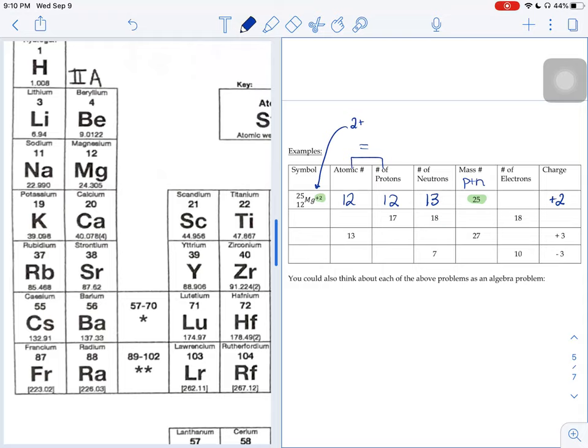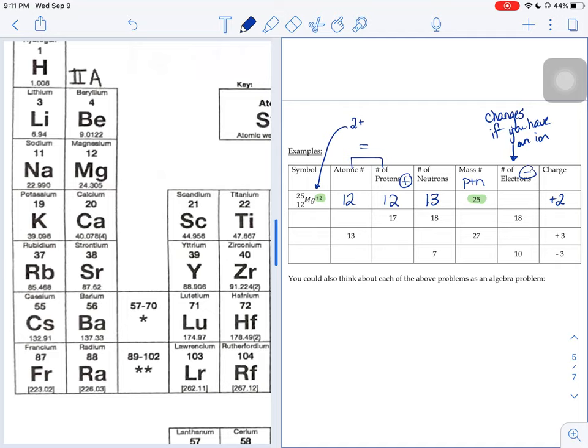But if you have an ion, it's the electron column that changes. So I'm going to write that here. Changes if you have an ion. If you had a neutral atom of magnesium with 12 positive protons, you would need 12 negative electrons to balance that out, right? But we don't have a neutral atom. It's telling us plus 2.